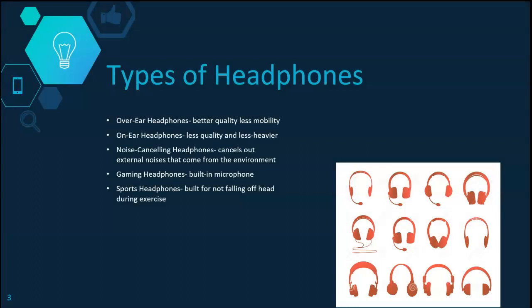Types of headphones are over-ear headphones, which have better quality but less stability. On-ear headphones have less quality and are less heavy. Noise canceling headphones cancel out external noises that come from the environment. Gaming headphones have a built-in microphone. Sports headphones are built for not falling off your head during exercise.